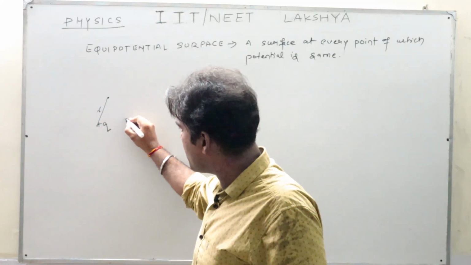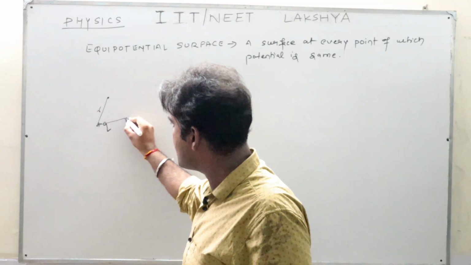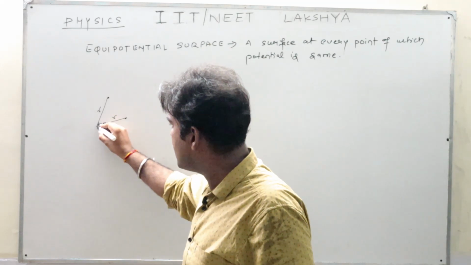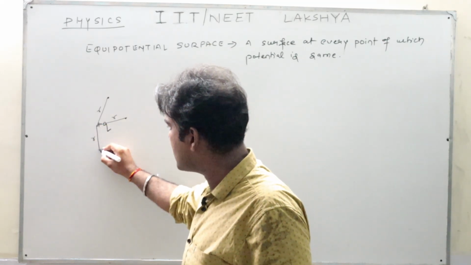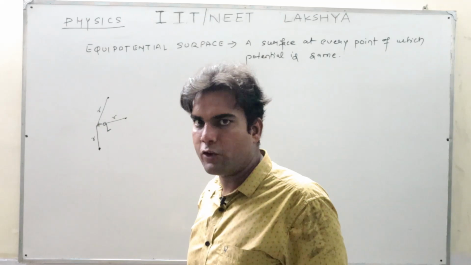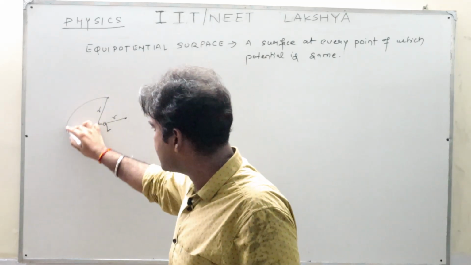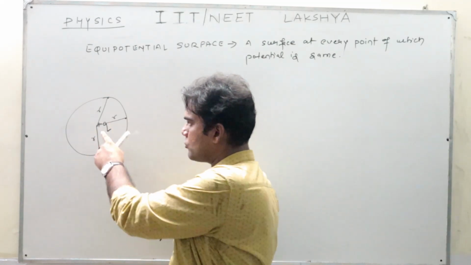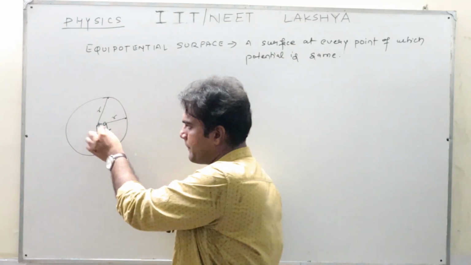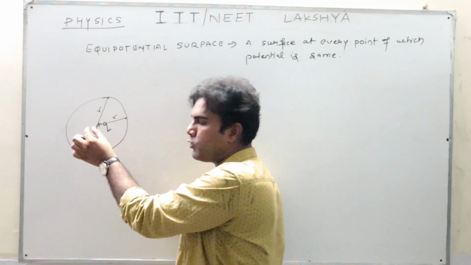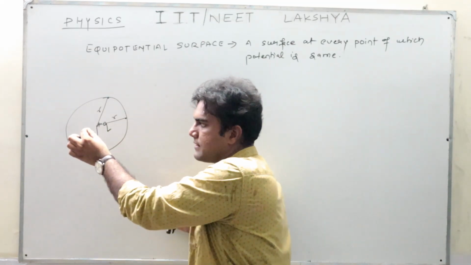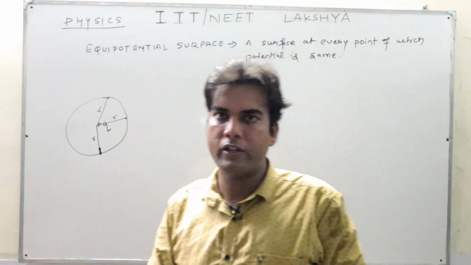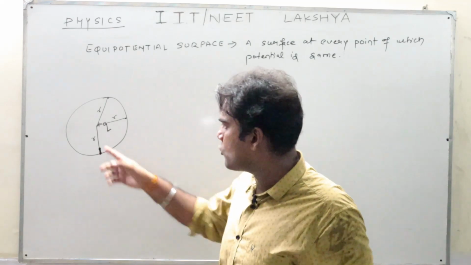Similarly, I can take a point here. At this distance, what is the potential? Again KQ by R. Let us say this distance is also R. So at this point, the potential is the same, KQ by R. So if you make a surface like this, that is your sphere. Observe, it's not a circle, it's a sphere. Why? Because even if you come in the forward direction at a distance R, the potential will be KQ by R, because potential is not a vector quantity, it's a scalar quantity. So we just have to see the magnitude. So here also it is KQ by R.